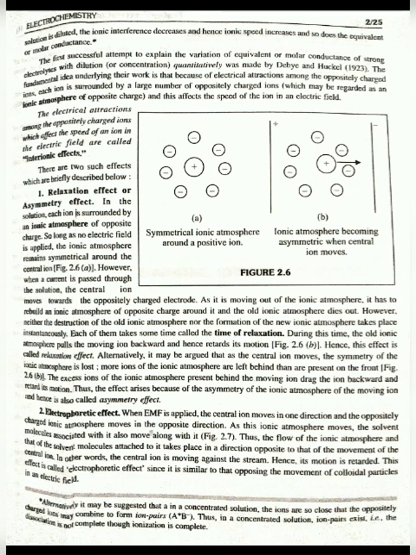First, the relaxation effect or asymmetry effect. In solution each ion is surrounded by an ionic atmosphere of opposite charge so long as no electric field is applied. The ionic atmosphere remains symmetrical around the central ion. However, when a current is passed through the solution, the central ion moves towards the oppositely charged electrode. As it is moving out of the ionic atmosphere, it has to rebuild an ionic atmosphere of opposite charge around it, and the old ionic atmosphere dies out.